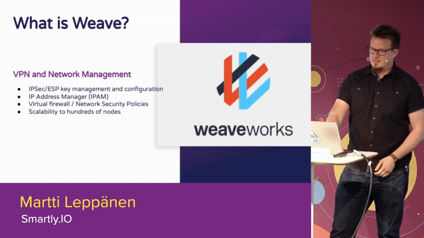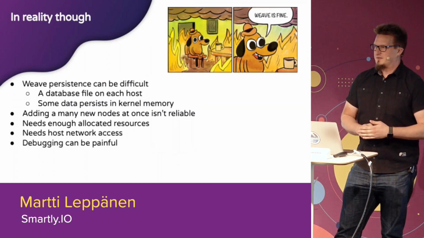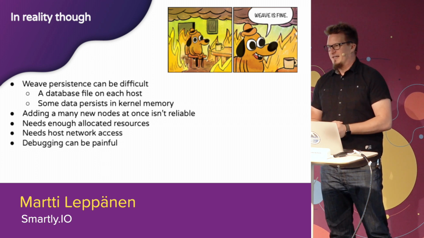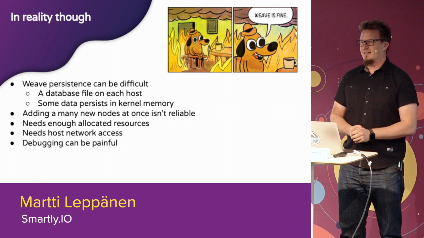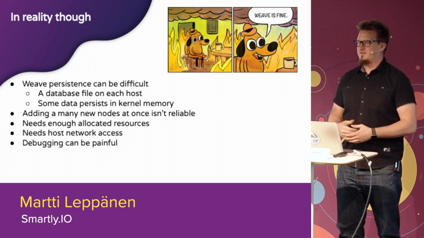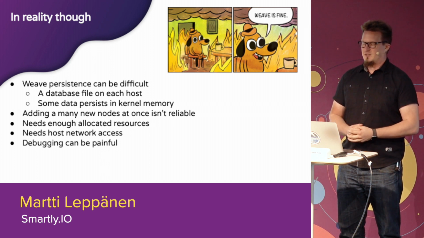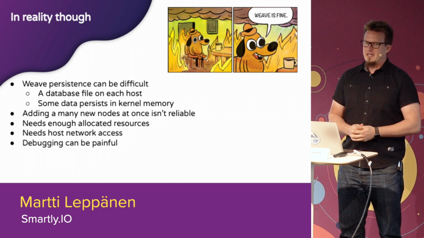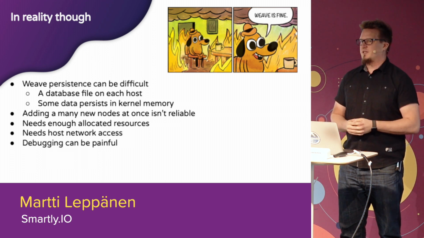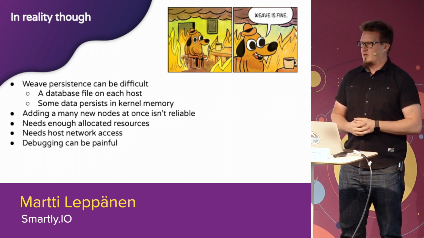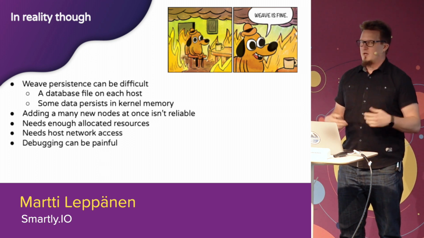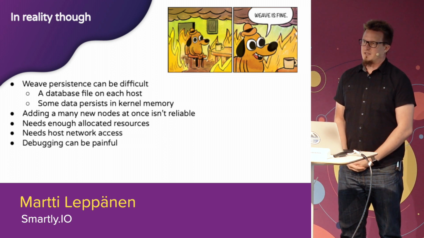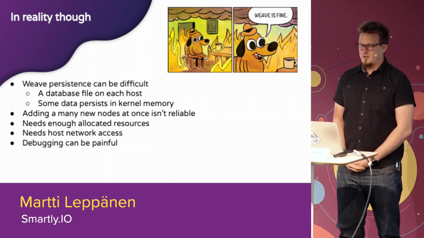And through that, there are some reality checks for this advertising speech. So Weave is quite nice, and I like it a lot, and on paper it's very nice, but it does have some issues. Each Weave service requires a database file on each host it's running on, and this database file contains the information on where each IP address is and how to communicate with it.